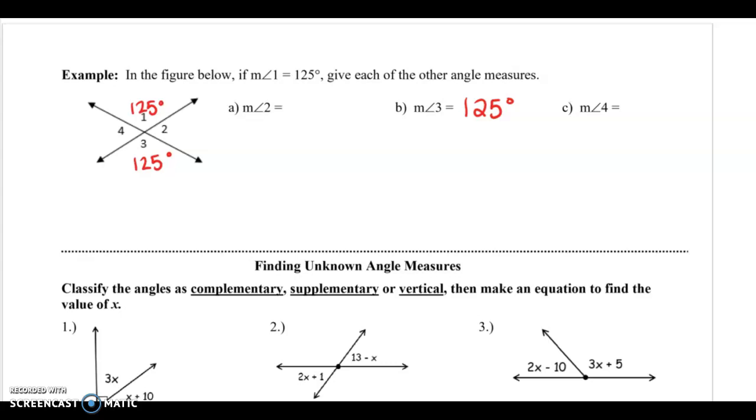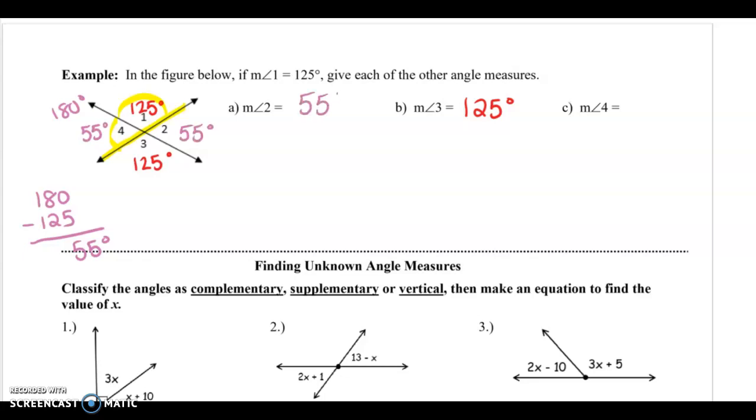I'm going to use that I have a straight line here with 1 and 4. So if it's a straight line, it has to add to 180. So I'm going to do 180 minus 125, that's what's going to give me the angle measurement of 4, which is also going to give me the angle measurement of 2. So if I go through and I subtract those, 180 minus 125 gives me 55 degrees. So 4 is 55 degrees and 2 is 55 degrees.